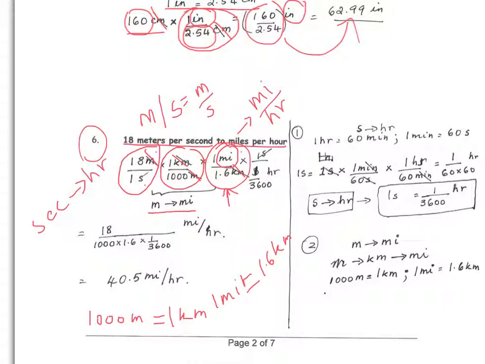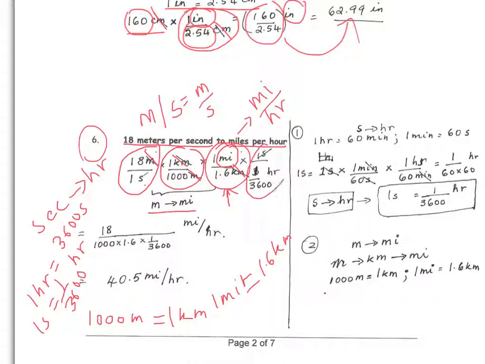Now the next step is to change seconds to hours. So how do we change seconds to hours? 1 hour is equal to 3600 seconds. That's the equation that we use. So 1 second is the same as 1 over 3600 hours. Let's just say we had that equation.